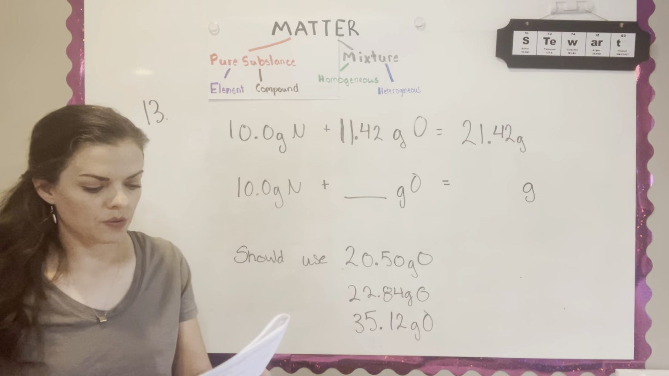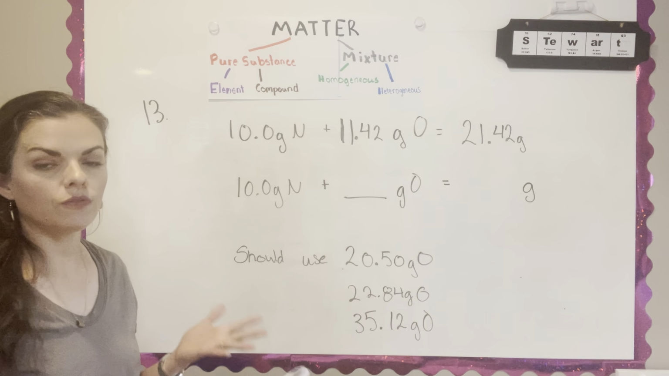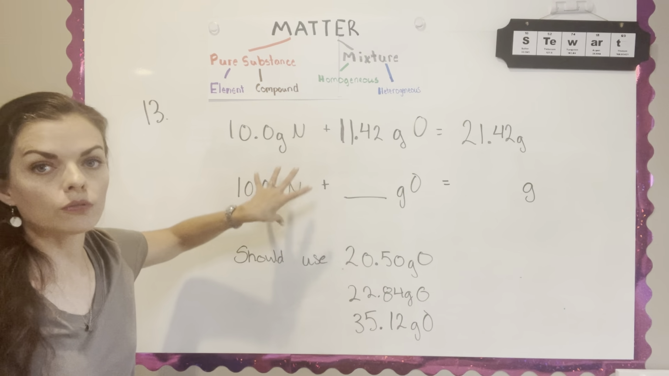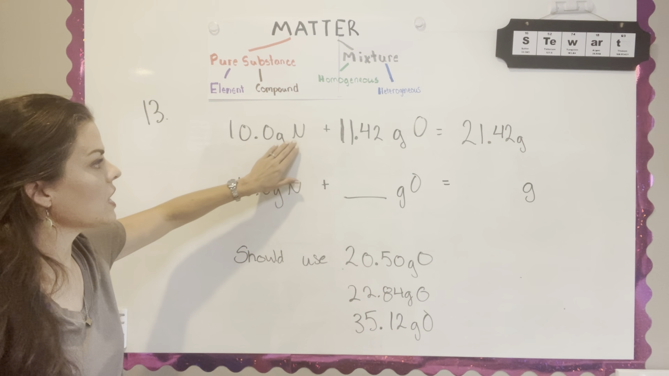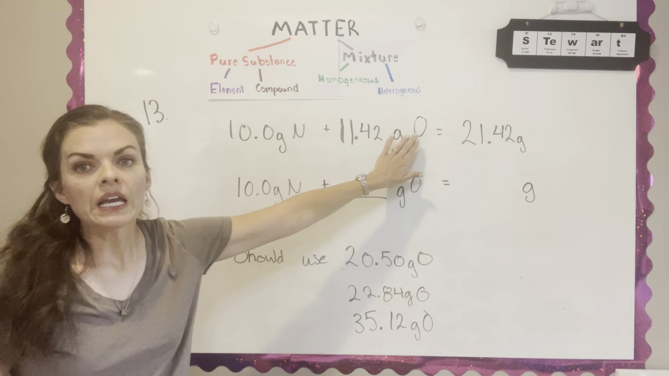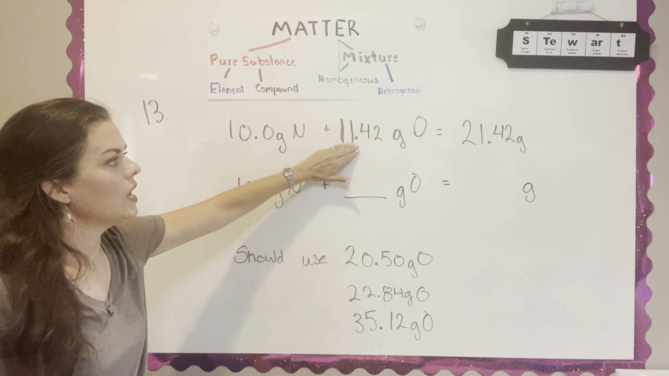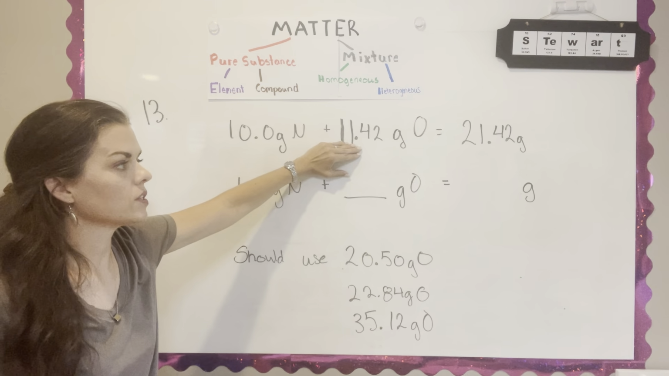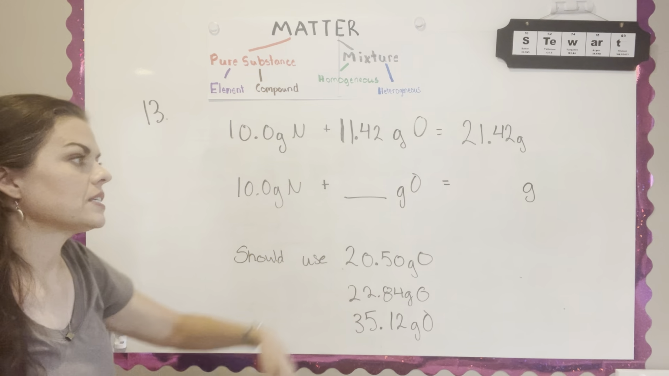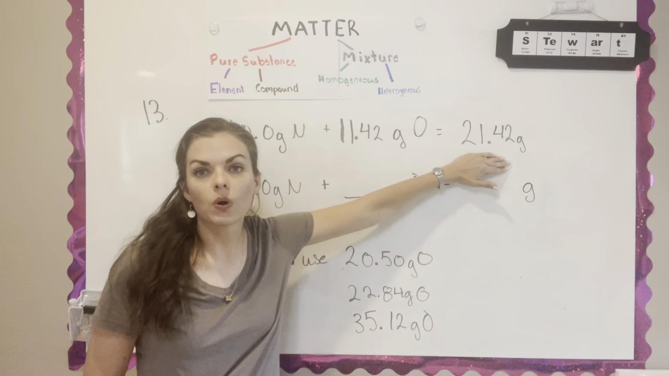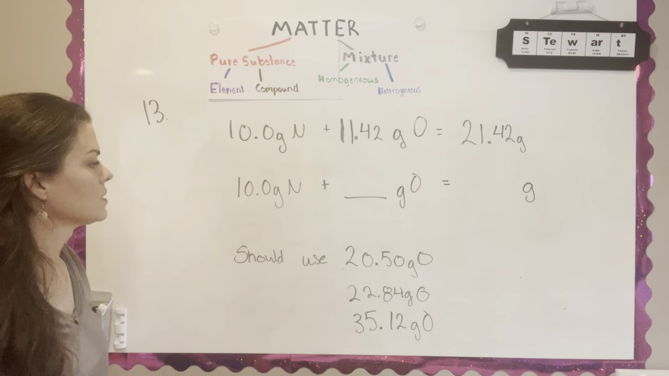Number 13 tells me a chemist is making 2 different compounds in 2 different reactions, but they're using the same elements. We're using nitrogen and oxygen. And the first time we're using 10 grams of nitrogen and 11.42 grams of oxygen. It doesn't tell you what the gas is. It just says you're producing 21.42 grams of a gas.